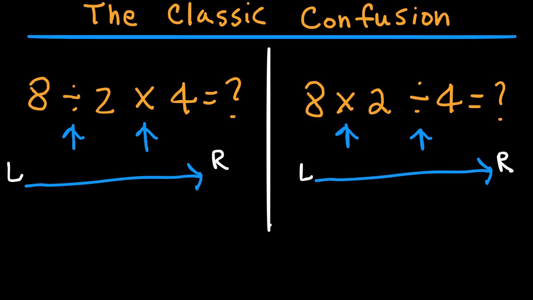So go ahead and try solving these two problems. I will just show the answers right away. The first problem is 16, and in the second problem, it is 4. You see? Same numbers, but look at the signs. They have to be treated at the same level. So remember, we solve from left to right.